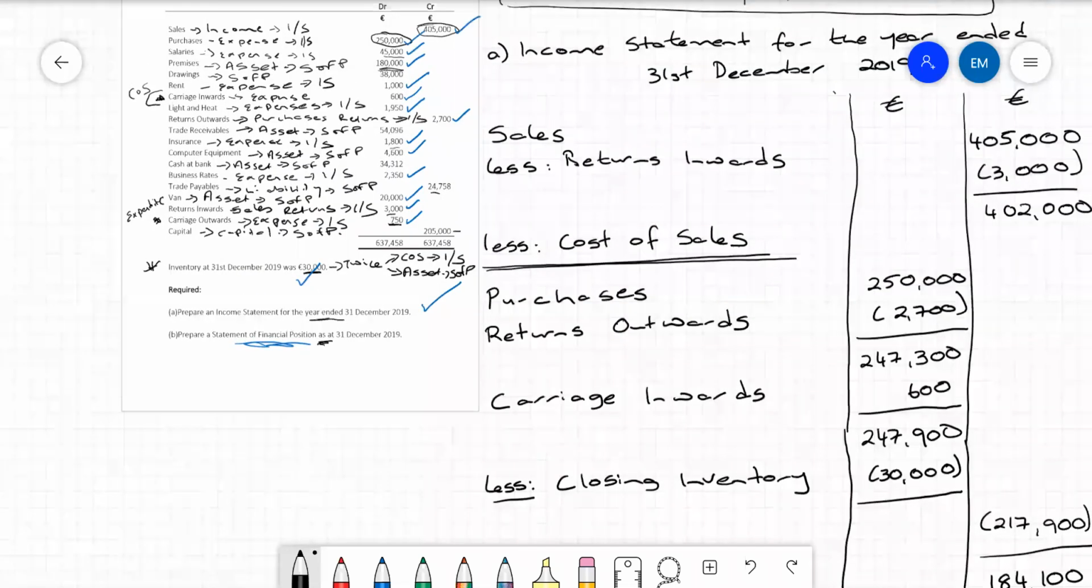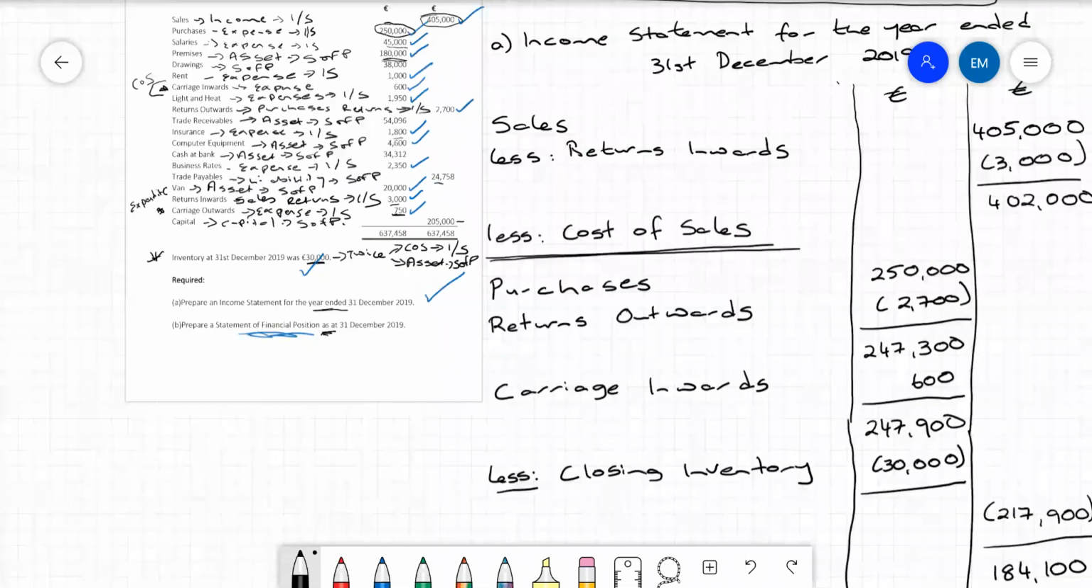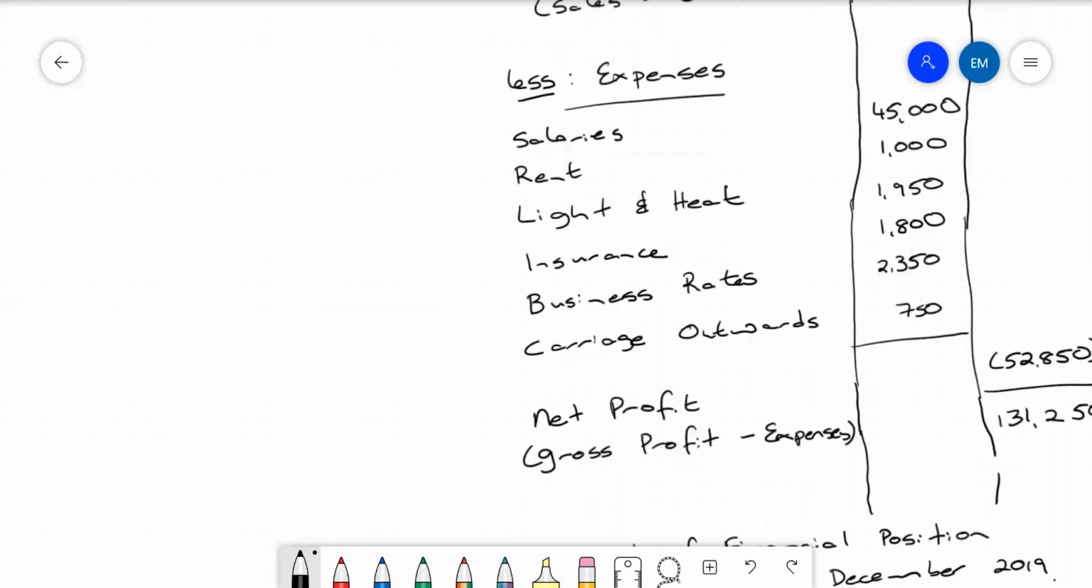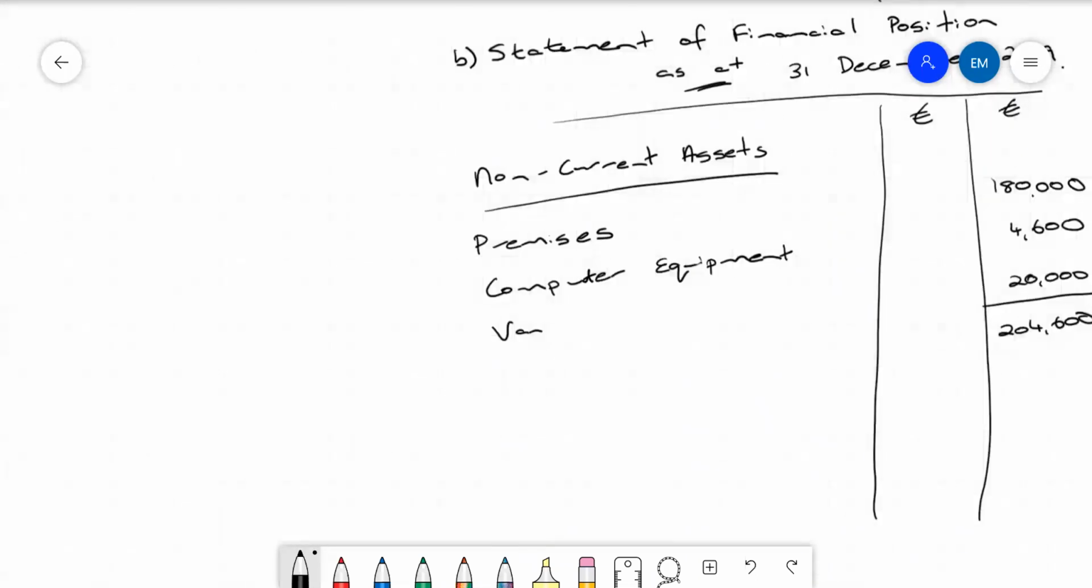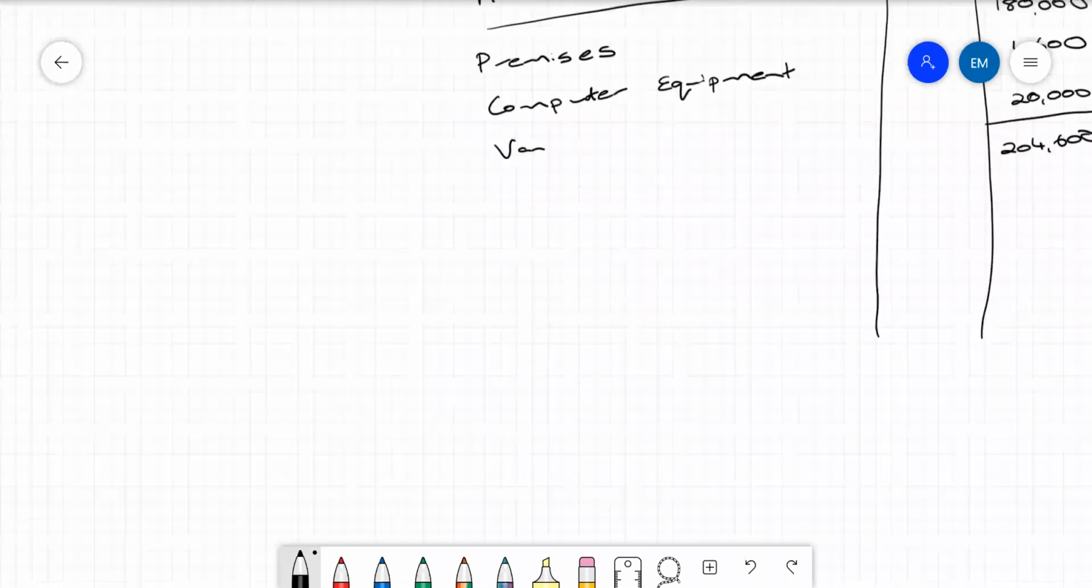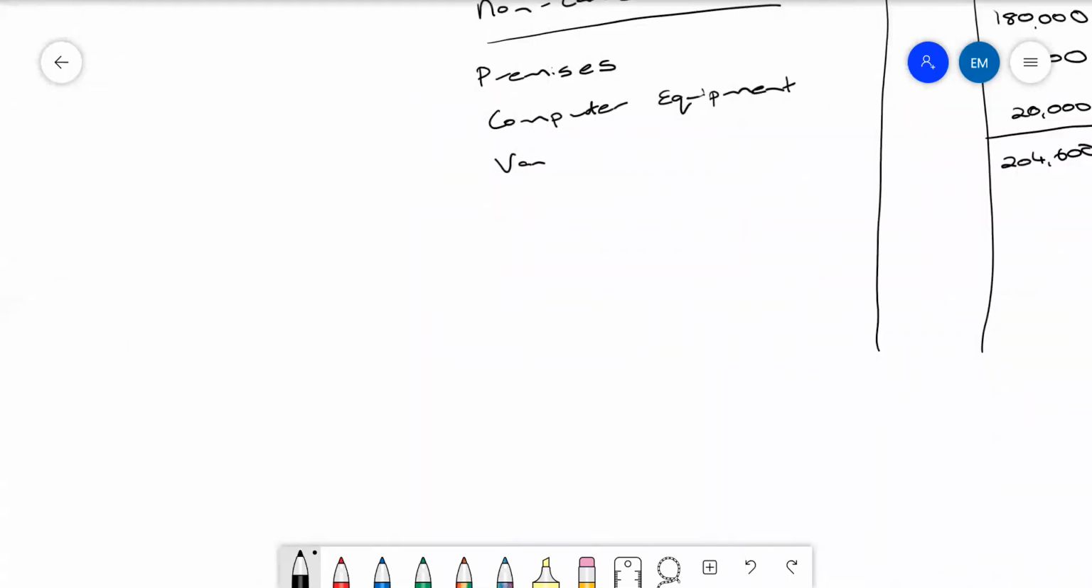So then our next heading is current assets. So we've dealt with our non-current assets. So then we move on to current assets. And a current asset is any asset that you own that you expect will be turned into cash within a period of 12 months, so within a year.